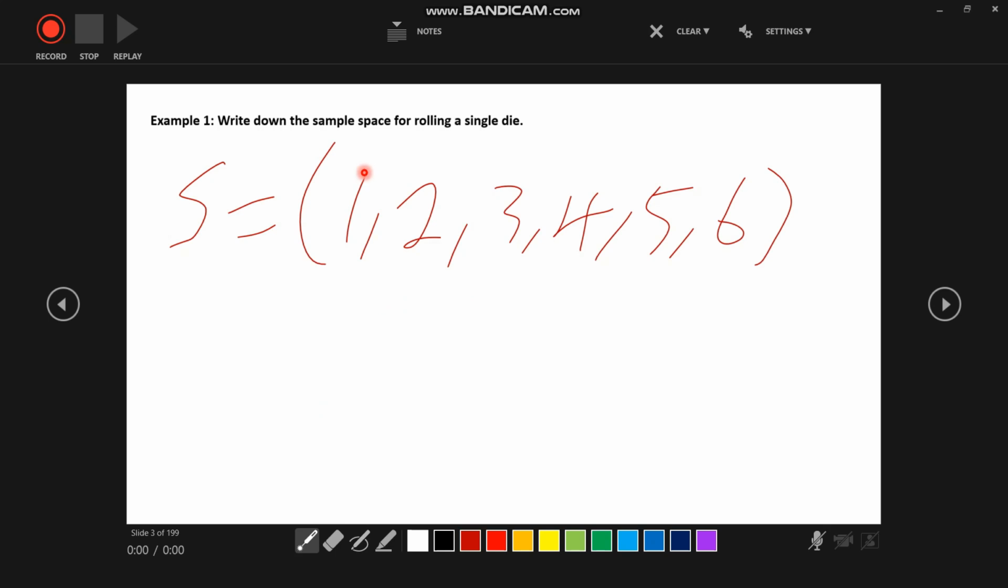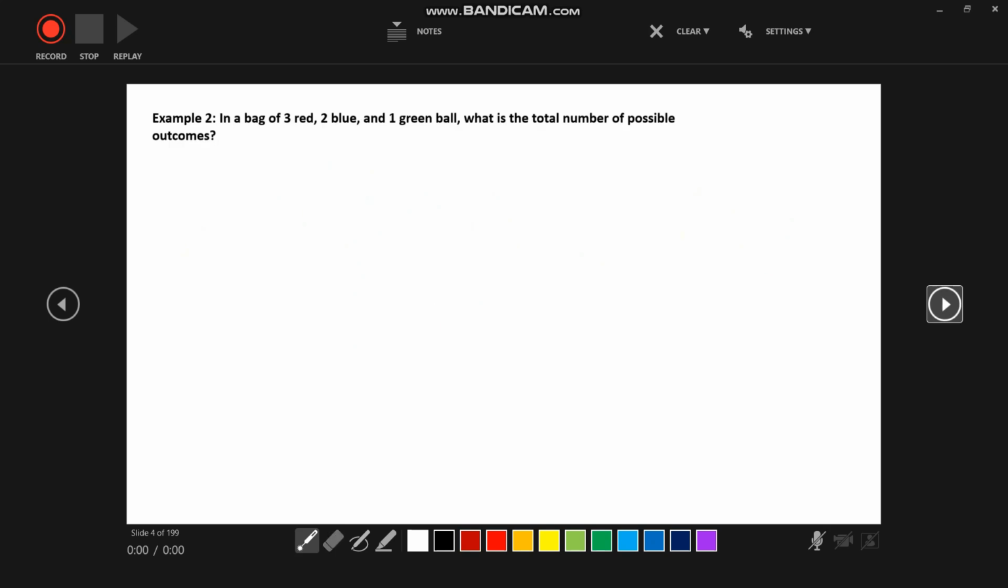This is how you get the face that has 1, the face that has 2, the one that has 3, 4, 5, or 6. So each of these is a sample point. This is an outcome, this is an outcome, and so on. Each of them is a sample point. I have another example.